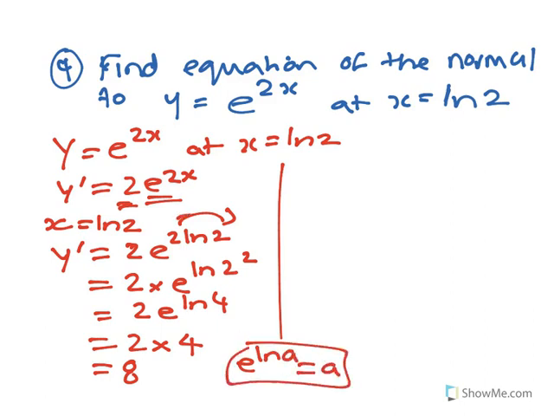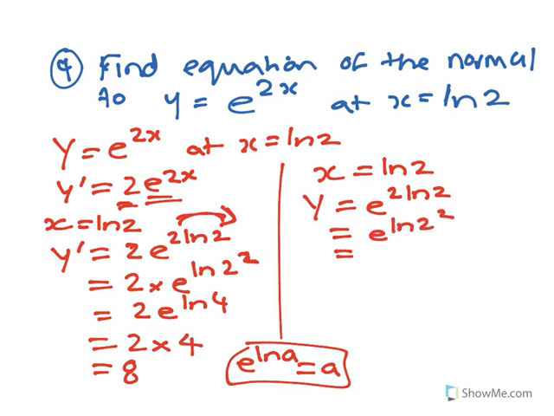Because e to the ln a is just a. That's why I had to move the 2 up here, because that just means that you get it into that form. Okay, so when x equals ln 2, y would be e to the 2 ln 2, which is e to the ln 2 squared, which is e to the ln 4, so that's just 4. So we have our point, ln 2 and 4, and we have our gradient.